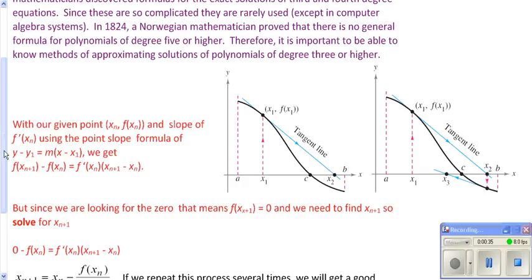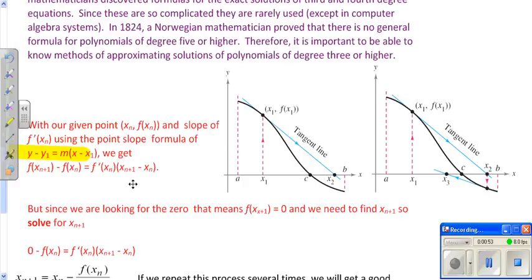So we need some way to be able to try to approximate our answers for where our functions are crossing the axes. Well, basically it boils down to looking at our equation of a line, and here we're looking at our point slope formula. And we have our slope, which you know your slope is really just your derivative, and then you have your point.